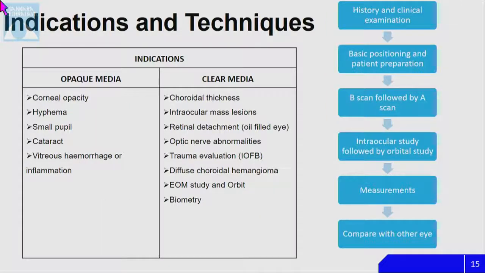Yes, sir. So I mentioned choroidal thickness. Okay. There's one correction here. You have written retinal detachment, oil-filled eye. If the media is clear in an oil-filled eye, it would be better to see the fundus. You will not be able to find out the retinal status on ultrasound in an oil-filled eye. Yes, ma'am. So in an opaque media, probably you can still order ultrasound, but in clear media, there is no role. Okay.